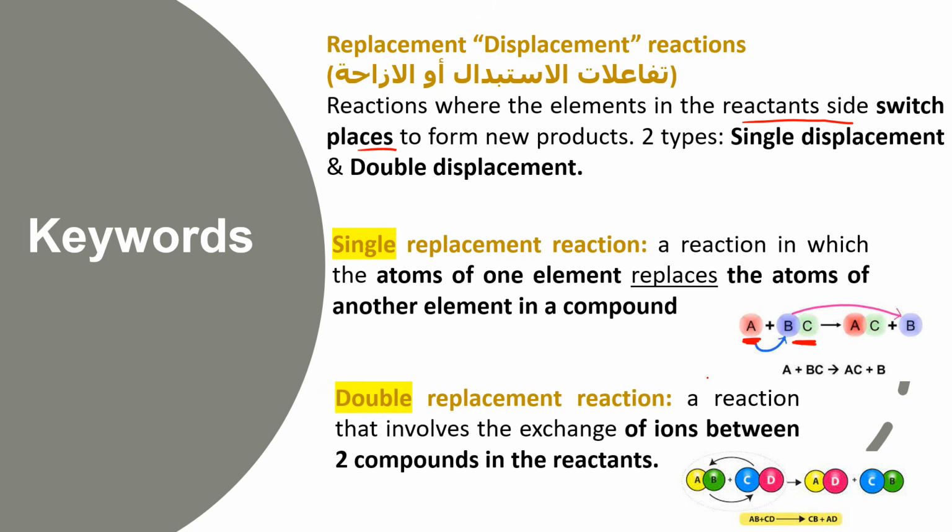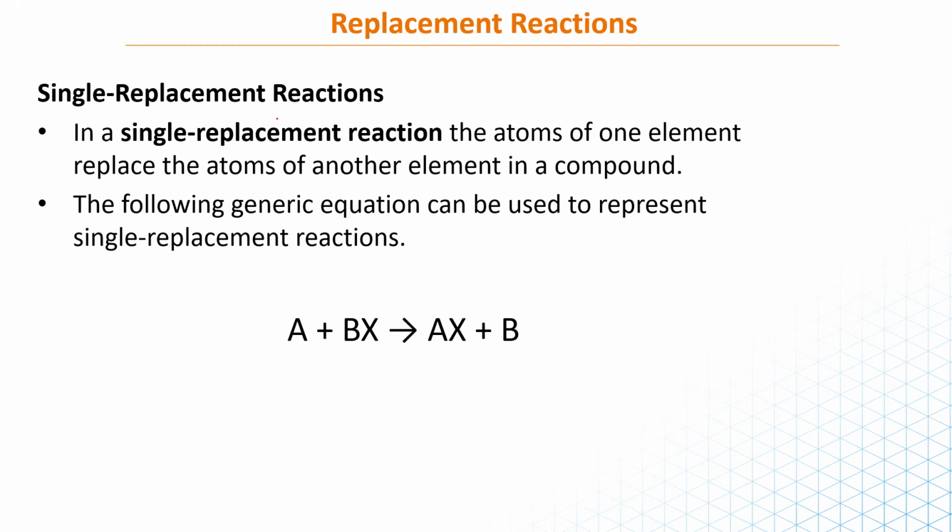Now, if you have 2 compounds and each element in the compound switches places, like AB and CD, look here, the B went to C and the D came to A. Yes. So this is called a double replacement reaction. So this is the general formula of single replacement reactions, guys. A plus BX gives me AX plus B. Meaning A takes the place of B and the B goes here. This is what we mean by single replacement reactions.